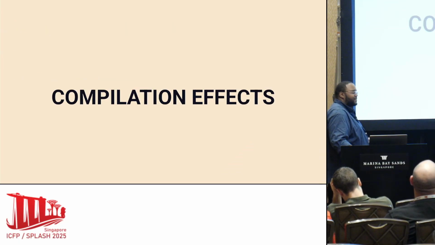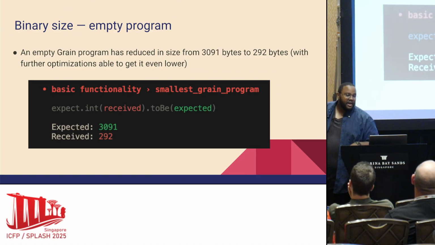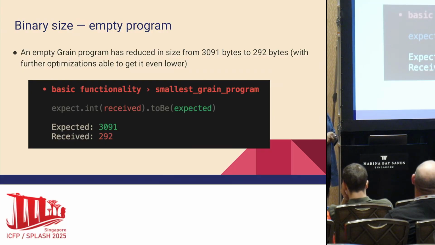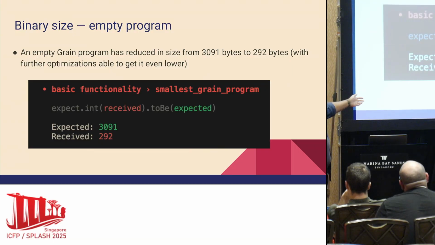And let's talk about some of the compilation effects here. So on binary size, an empty Grain program reduced in size from 3K to about 300 bytes. We put metadata and other runtime stuff in every single program. The optimizer can't prove that for an empty program it doesn't need to do all these mutations in linear memory. But with Wasm GC, the optimizer can prove that. It can say, oh, I see you allocated these objects and you don't actually do anything, so I can just get rid of them. So that's phenomenal.